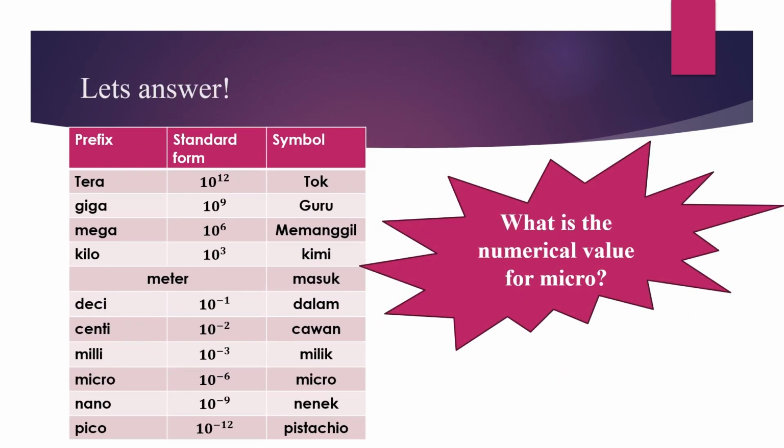Okay students, remember I asked you a question. What is the numerical value for micro? Have you found the answer? Let me show you the answer now. The numerical value for micro is 0.000001. Because the standard form of micro is 10 power negative 6, it will be a decimal number and it should have 6 zeros.